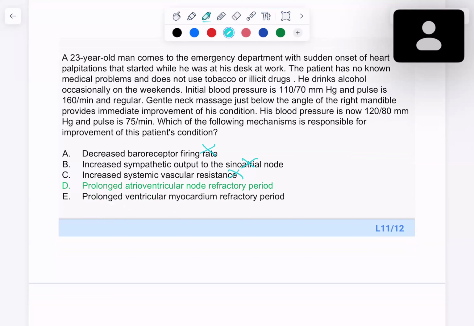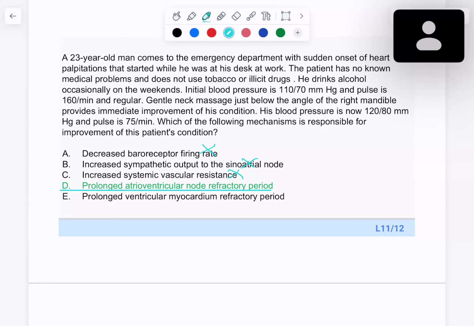Now, you have to understand this. The heart is controlled by the electrical system, right? And so the ventricular myocardium is not the one that is controlled. What is controlled here is the atrioventricular node and the sinus node, tamam? Not the ventricular myocardium. And so the refractory period would actually be prolonged in the AV node. That's the one that has the refractory period, right?